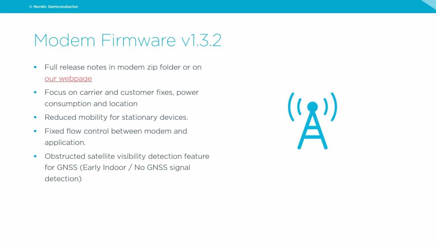So let's say your device is indoors, for example, or it doesn't have good visibility of the sky. Instead of spending a lot of time trying to get a GNSS fix when it's not likely to get one, this feature will be able to tell the modem firmware that there's no point trying to look for a fix now. You probably won't get it. So that can save quite a lot of power.